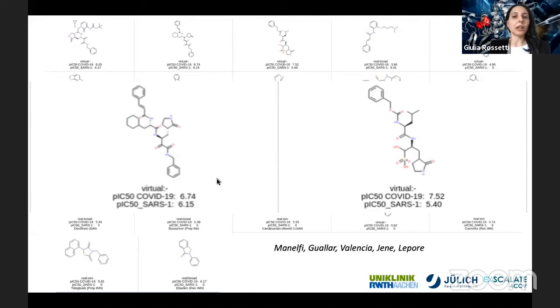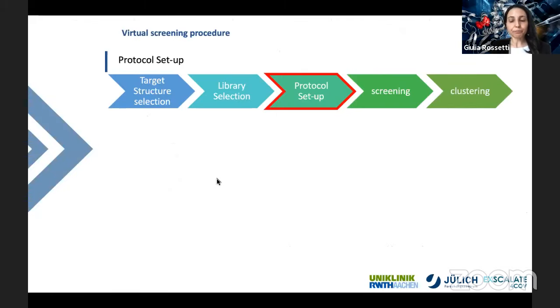And this could be due to a different mechanism of action, but can also be due to a different assay, because as you know, the IC50 is a measure of affinity that is strongly assay dependent. So when we set out our protocol, essentially what does it mean? It means that we need to understand how the recognition between the possible drugs and our target occurs.